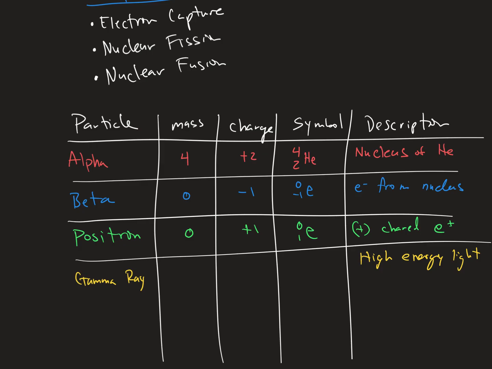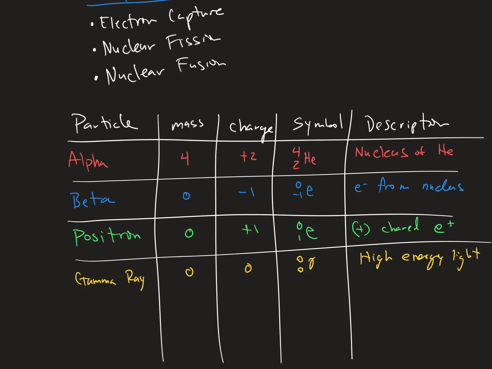Why do we call them light? Because they all travel the speed of light. That's really what it is, just high energy light. Mass and charge. Well, what's the mass of light? 0. What's the charge of light? 0. It's all 0. So we're not talking about photons. A photon is visible light. This is invisible light. Well, most light is invisible.